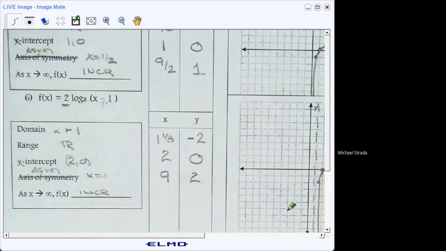9/8 becomes 1/8. Log of 1/8 is negative 1. Negative 1 times 2 is negative 2. Plug in 2. 2 minus 1 is 1. Log 8 of 1 is 0. 2 times 0 stays at 0. Plug in the 9. 9 minus 1 is 8. Log 8 of 8 is 1. 2 times 1 is 2. Basically, it's just changing it from going up 1 to going up 2. That's what the number on the outside does.